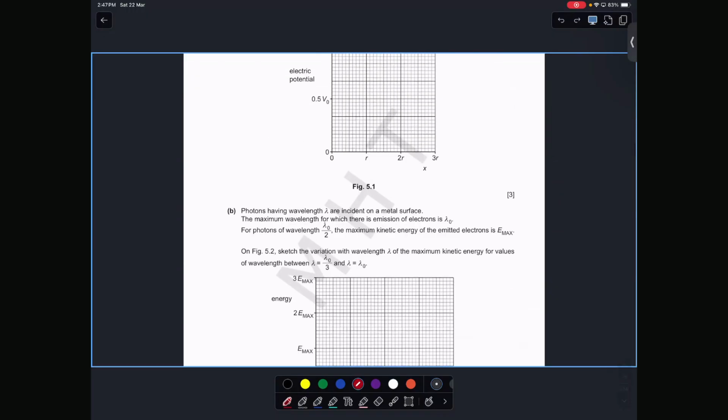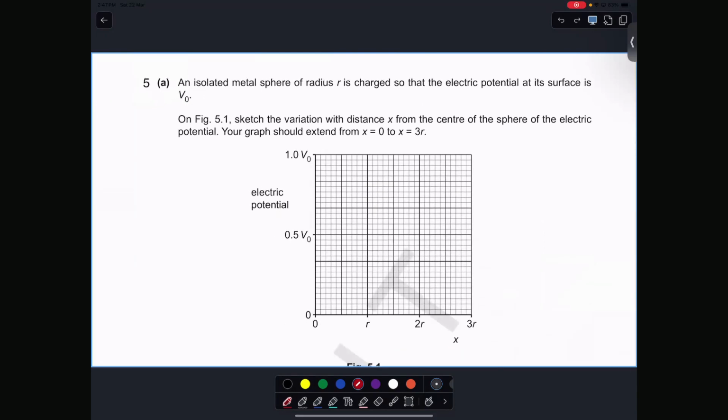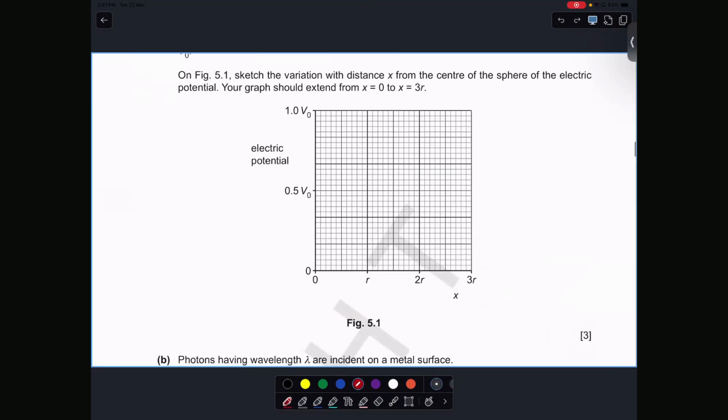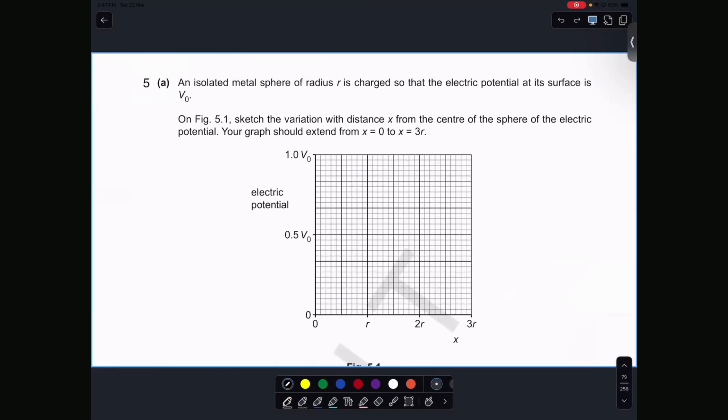That's a problem, right? So here it says an isolated metal sphere of radius r is charged so that the electric potential at the surface is V naught. Sketch a graph to draw the electric field strength, for electric potential, right? What will it be? It says isolated metal sphere of radius r so that the potential at the surface is V naught. So that's where it starts from. What will happen as you go away? Increase or decrease? Decrease, right?